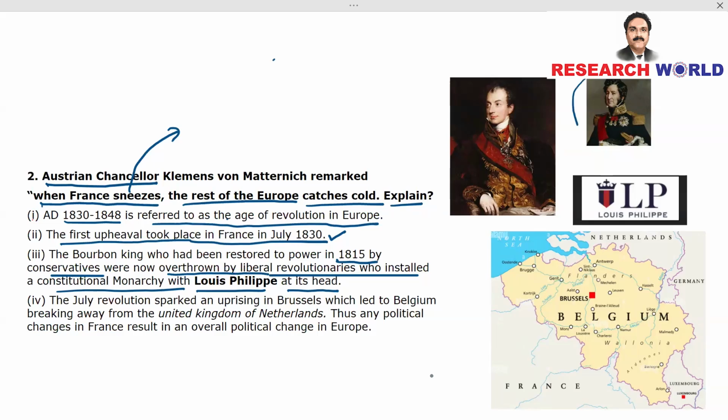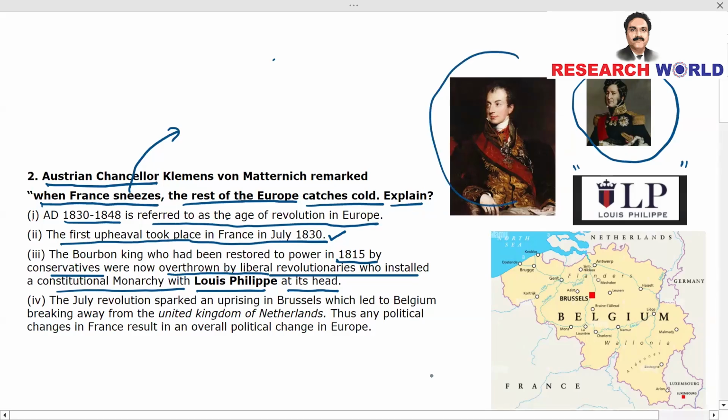You can see the portrait of Louis Philippe here. All right, we are familiar with this name, Louis Philippe, because it is associated with a garment brand, Louis Philippe shirts, etc. Okay, you would have seen this logo on many of our shirts. You can see this LP and this logo, and this is the portrait of King Louis Philippe. And this portrait you're seeing is the Austrian Chancellor Clemens von Metternich.